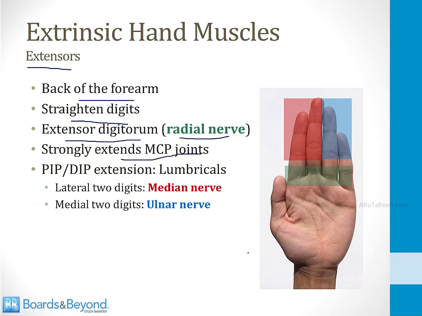So if you look at this picture on the screen with all the fingers extended, the MCP joints highlighted in green here are controlled by the radial nerve. The interphalangeal joints, when they extend, this is controlled by the lumbricals as we talked about earlier, and the lateral two digits are controlled by the median nerve. That's shown in red here. The medial two digits are controlled by the ulnar nerve.